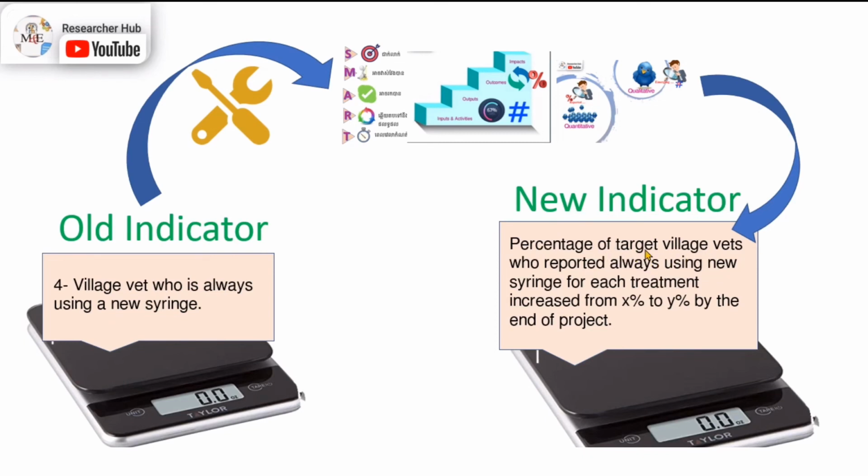The target village vets in this project might be only 10 or 20. We don't know, but based on the project description, focus only on target, right? Who report always using new syringe for each treatment. So we add more to be more specific for each treatment that they have. Increase from X to Y by the end of project. So here, like the previous indicator, we have the word percentage and increase. That's just for the outcome indicators.